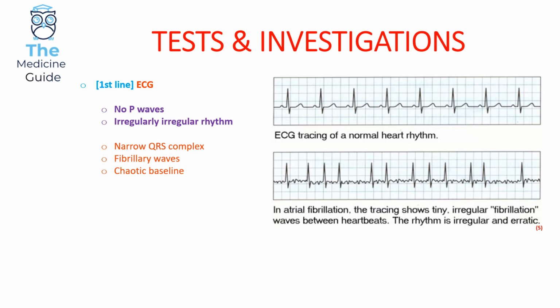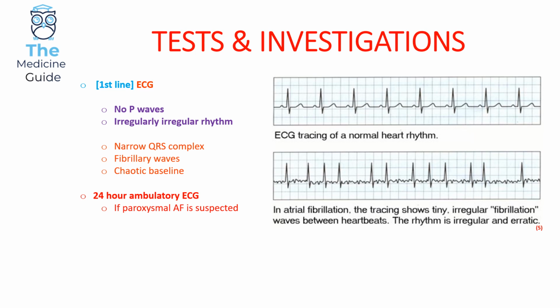year medical students, to be able to identify on an ECG both during a knowledge paper exam and similarly during your OSCEs. Other findings of atrial fibrillation on an ECG include a narrow QRS complex, fibrillation waves and a chaotic baseline, but I would say the two most important for you to always remember are the fact that patients with atrial fibrillation will have an irregularly irregular rhythm and there will be no obvious P waves present.